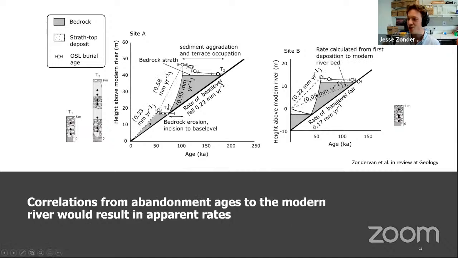But if you were to correlate the abandonment ages here with the modern river level, you get apparent rates. They are not rates that are actually experienced during the bouts of incision, nor are they consistent with base level rates. In panel B here, if you were to take the basal age, at the strath level, and correlate that to the river channel, you'd get a rate that is lower than the rate of base level fall. So you can get rates that are either higher or lower than the actual rates that we're interested in.